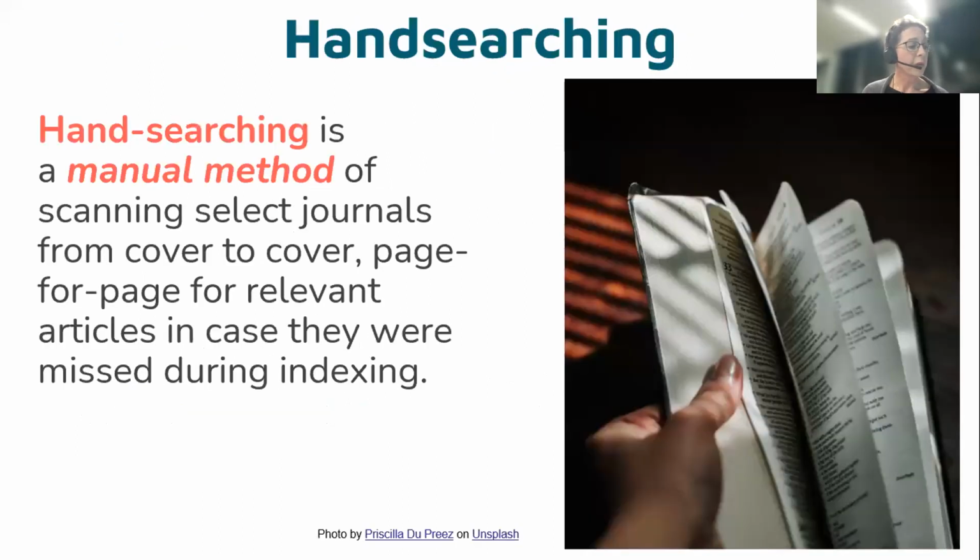Another method of searching for sources is to use hand searching. This is for publications that may not be included in the databases that you are using, or if there's a particular publication that you've identified as being very relevant, and you just want to make sure that you capture all the relevant articles in case they've been missed during the indexing. So it can identify articles that weren't indexed or that were indexed incorrectly.